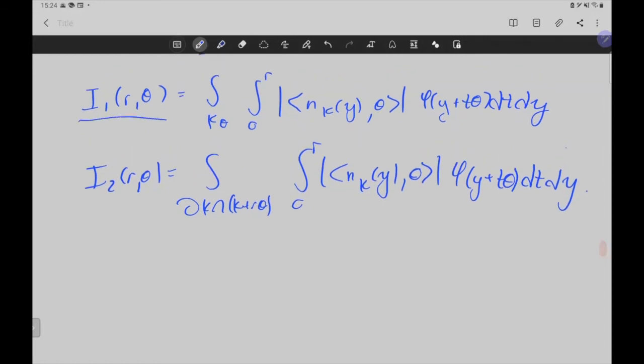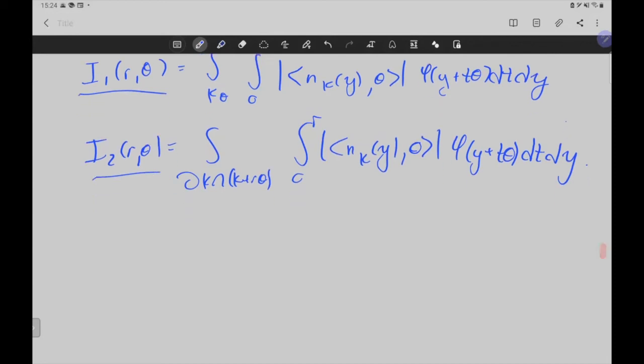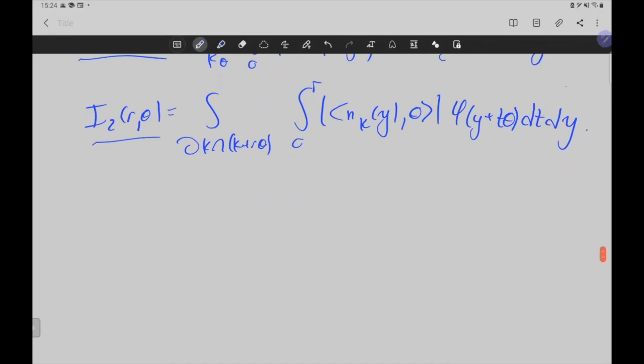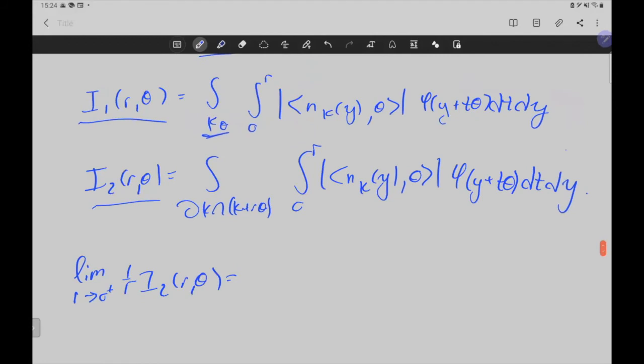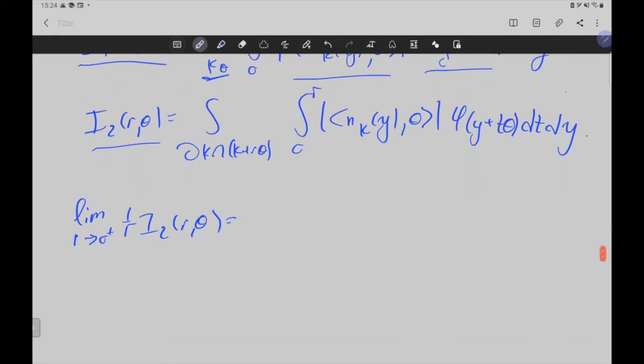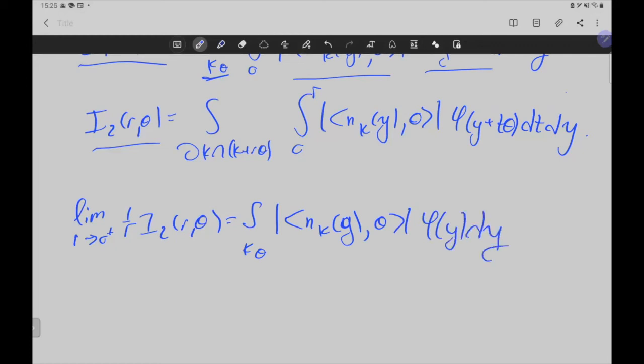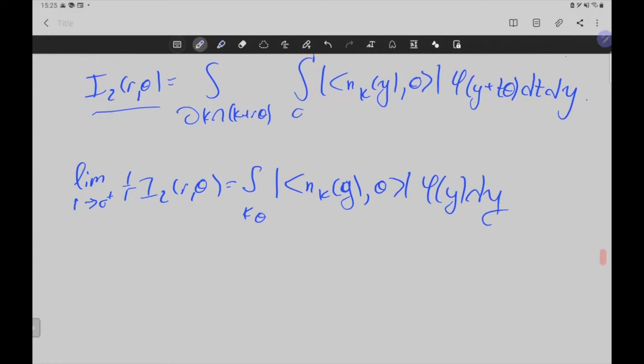We want to average this over R, and send R to zero. If I do the first one, it's really not too terrible. So the limit, R goes to zero from the right, of one over R times I1 of R theta. What do you do? The key point is that this set is compact, this set is independent of R, and phi is Lipschitz. You can use the Lebesgue differentiation theorem. If you use the Lipschitz condition together with the one-dimensional Lebesgue differentiation theorem, you see that this is the integral over the boundary of K of the absolute value of the scalar product of the outer unit normal of K at y with the direction theta, phi of y dy. The first one is a combination of using the Lipschitz condition, compactness, and the Lebesgue differentiation theorem.